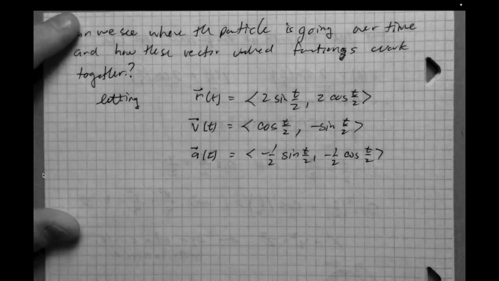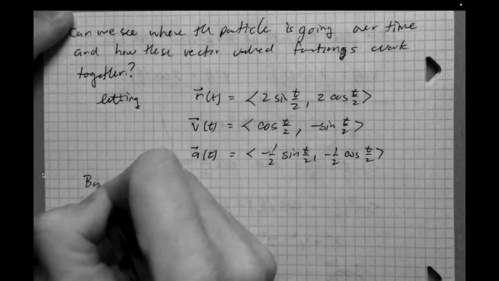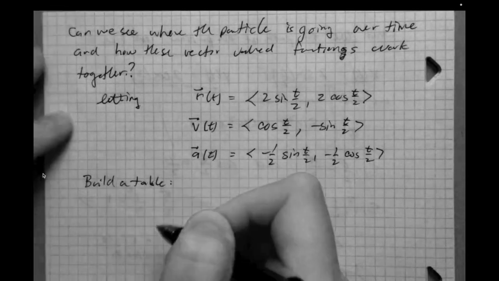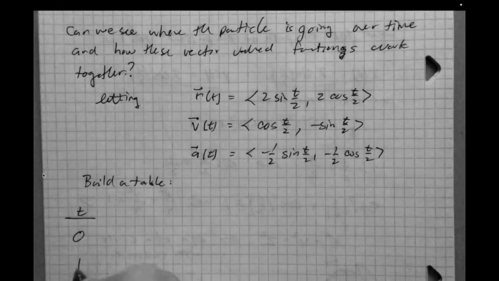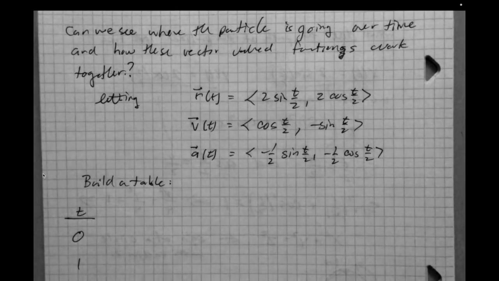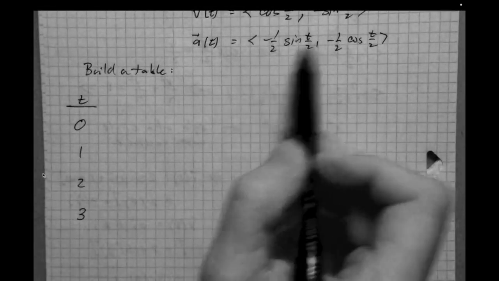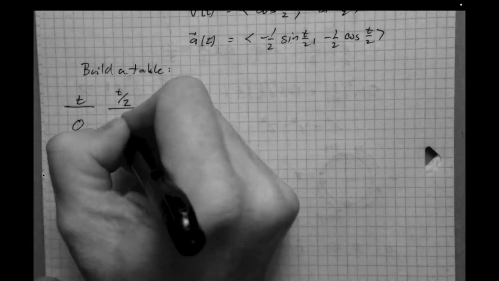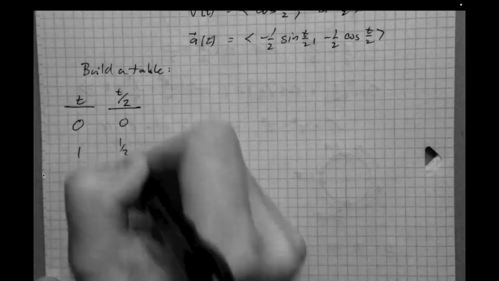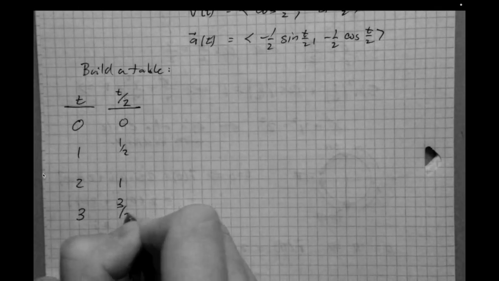All right, and so what we're going to do is we're going to build a table. So we'll have a t that we'll plug in over here, and we're just going to plug in 0, 1, 2, and 3 for our t. Then the argument of our functions are all t over 2, so we're going to have another column here where we basically divide t by 2. So this would be 0 again, this would be 1/2, this will be 1, this would be 3/2. So plugging in these uniform t's and dividing everything by 2.